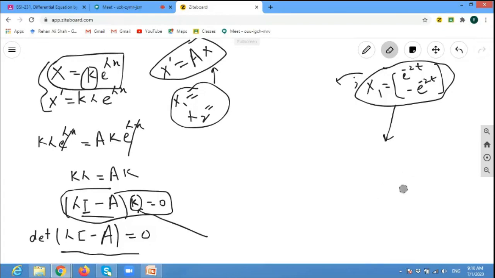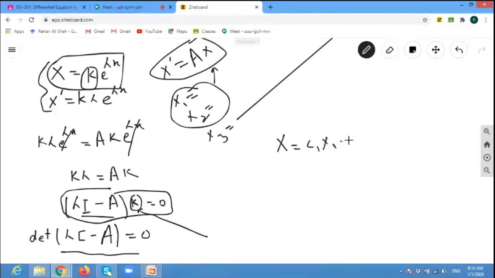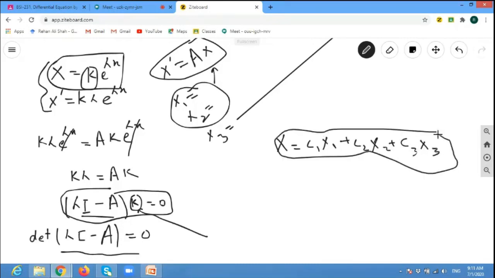If this is a third order system, there will be x3 also. There will be a solution for x3 also. So what will be the general solution? The general solution will be x is equal to c1 x1 plus c2 x2 plus c3 x3. This will be the general solution. Is it clear now?